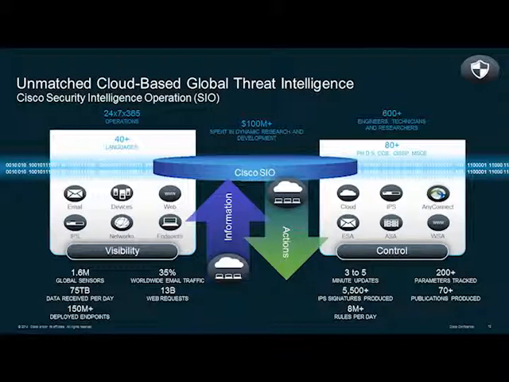Critical information is pushed down to security devices every 3 to 5 minutes. It is this ability to push global threat intelligence into the customer's security architecture that allows devices to make decisions based on a combination of both real threat information and context. This combination makes the Cisco security architecture unique in the security industry.